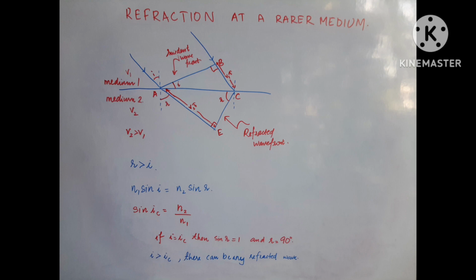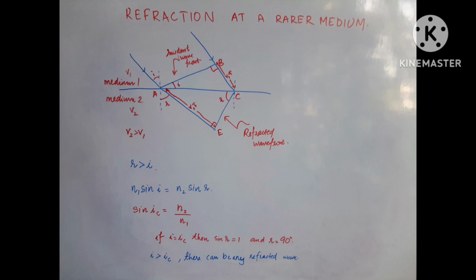Here v2 is greater than v1, so we can say the angle of refraction is greater than the angle of incidence. If we derive this equation by following the same procedure, we get n1 sin i is equal to n2 sin r. When we consider i equal to IC, then sin r is equal to 1, where r is equal to 90 degrees. So we get sin IC is equal to n2 by n1.